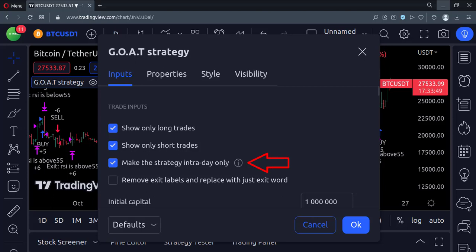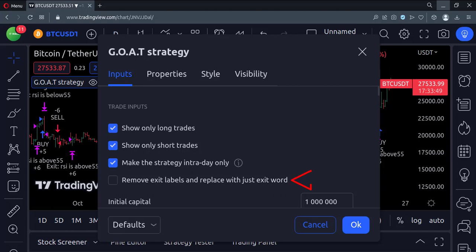Then there is this very useful option to make this strategy intraday only. This means that, if you are working on an intraday timeframe like 5 minutes, 15 minutes, etc., and if a trade is going on and the market is about to close, then this option will close that trade on the very last candle of the day. If this option is off, then the trade may continue or get carried forward to the next day.